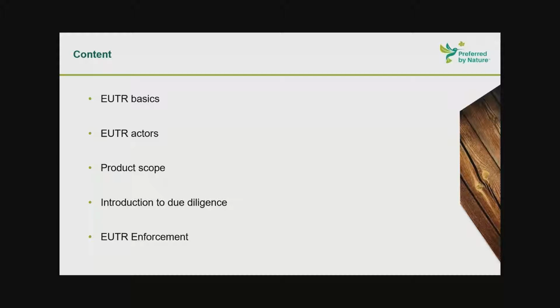I'll briefly introduce due diligence, but as you've seen from the agenda, we'll have a full session on that after this session, so I won't go in too deep. And I'll also have a few words about EUTR enforcement, what is happening at the moment and how do we see it can still improve, and so on.